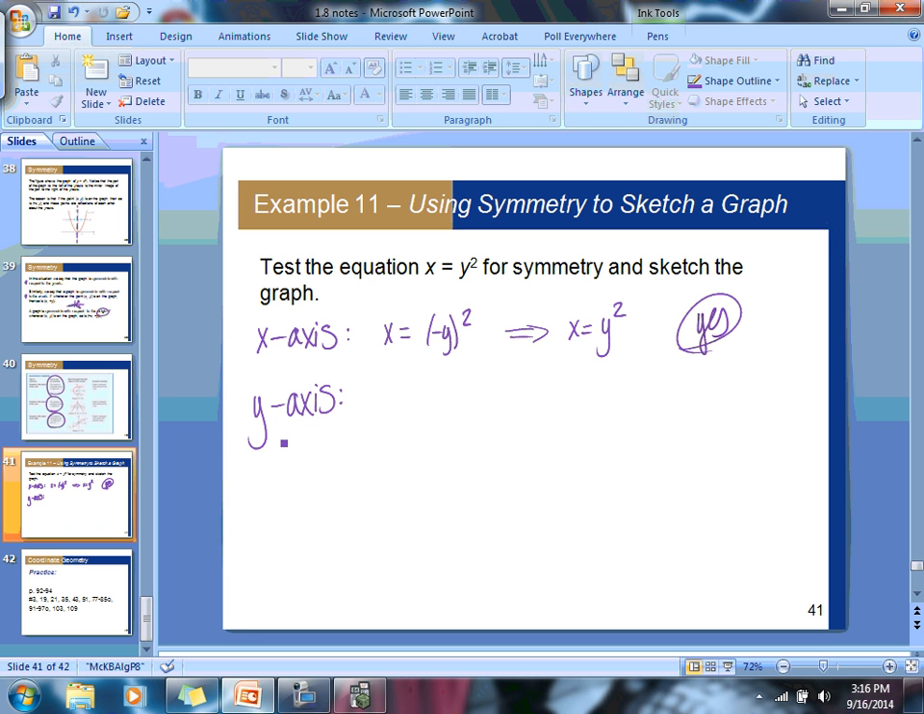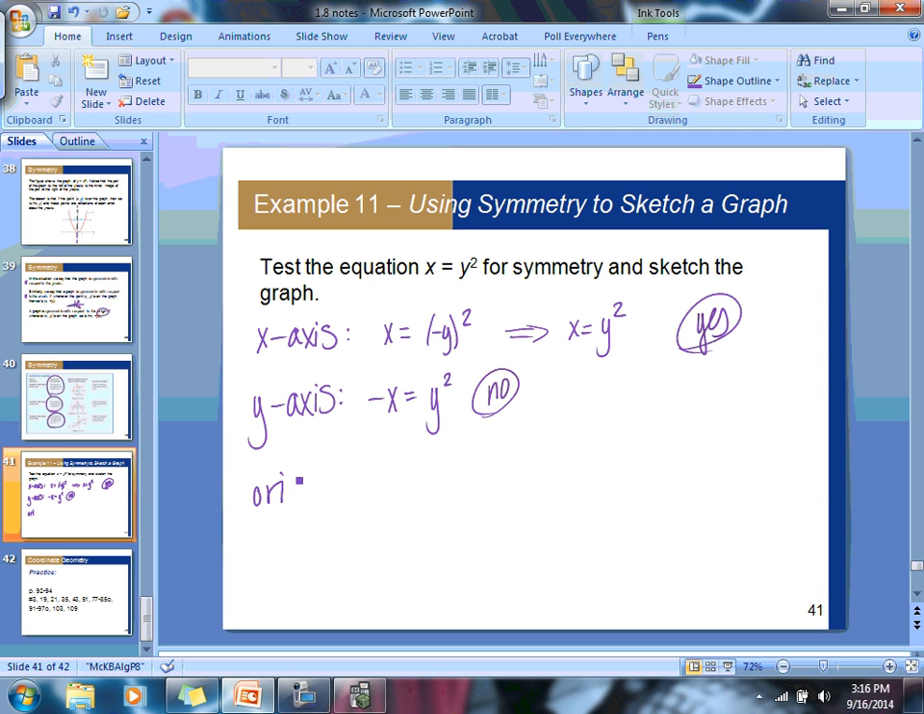Now to test for symmetry around the y-axis, I'm going to replace the x in the original problem with a negative x. Now, there's not much I can do to simplify that equation. I'm not going to be able to rework it so that I get my original equation back again. So, no, there's no symmetry around the y-axis for this equation.